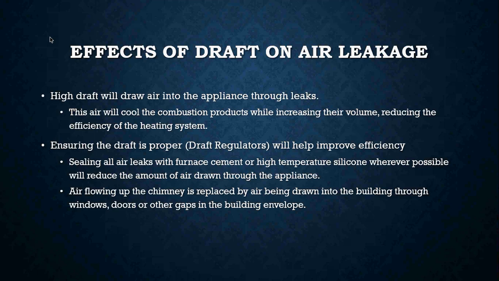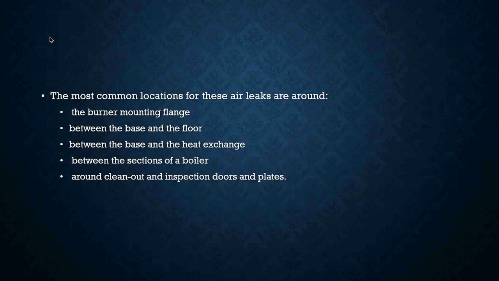Okay? Ensuring that the draft is proper, therefore using a draft regulator, which is going to be in our flue pipes, is going to help improve the efficiency. Sealing all of your leaks with furnace cement or high temperature silicone whenever possible is going to reduce the amount of air drawn through the appliance. Air flowing up the chimney is replaced by air being drawn into the building through windows, doors, and other gaps in the building envelope. Which brings me to another point.